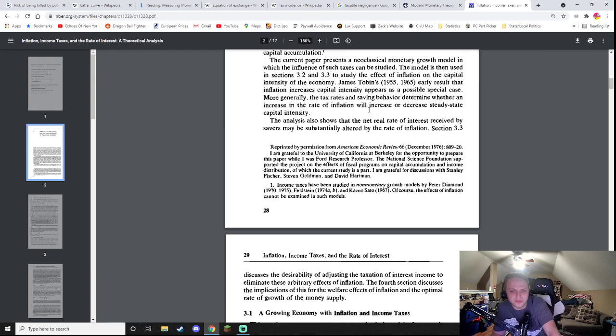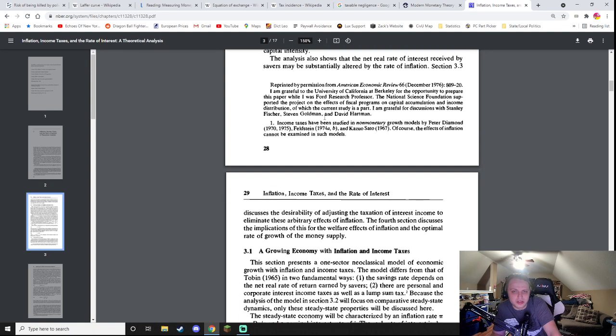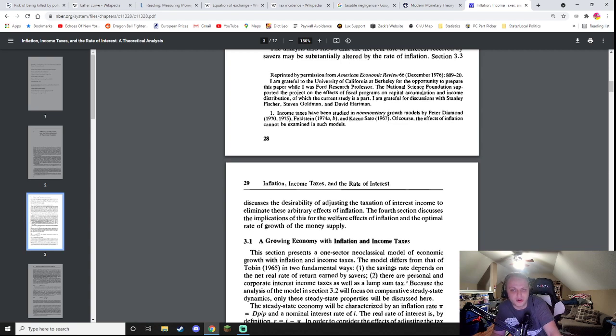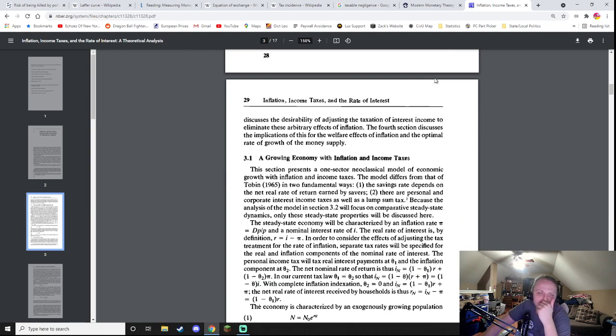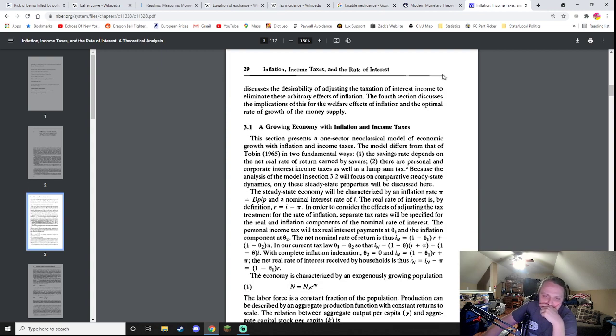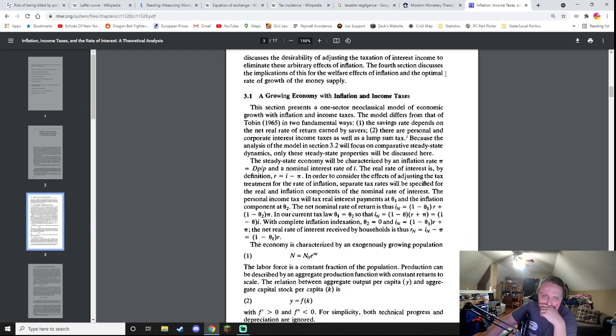More generally, tax rates and saving behavior determine whether an increase in the rate of inflation will increase or decrease steady-state capital intensity. Analysis also shows the net real rate of interest received by savers must be substantially altered by the rate of inflation. Section 3.3 discusses the desirability of adjusting the taxation of interest income to eliminate these arbitrary effects of inflation. The fourth section discusses the implications of this for the welfare effects of inflation and the optimal rate of growth of the monetary supply.